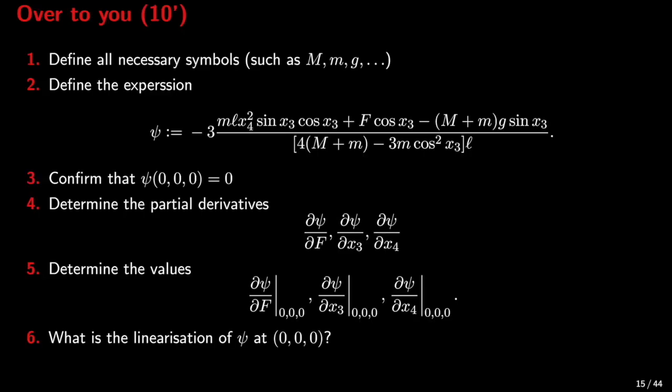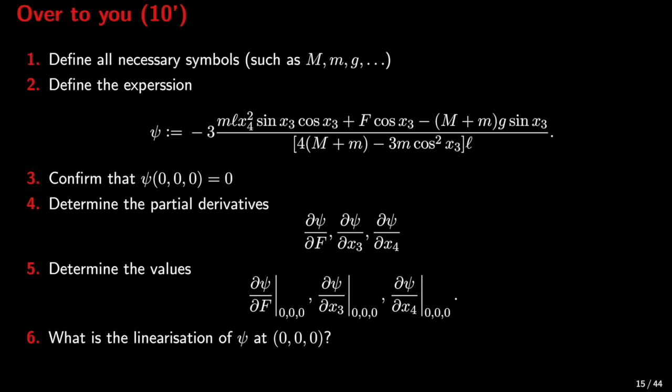Here's what you need to do. First, go to your Python code, import SymPy, and define all the necessary symbols. These will be big M, little m, G, x3, x4, so on and so forth. Secondly, define the expression psi symbolically. Confirm that psi at 0, 0, 0 is indeed equal to 0. To do this, you'll need to use the method subs.